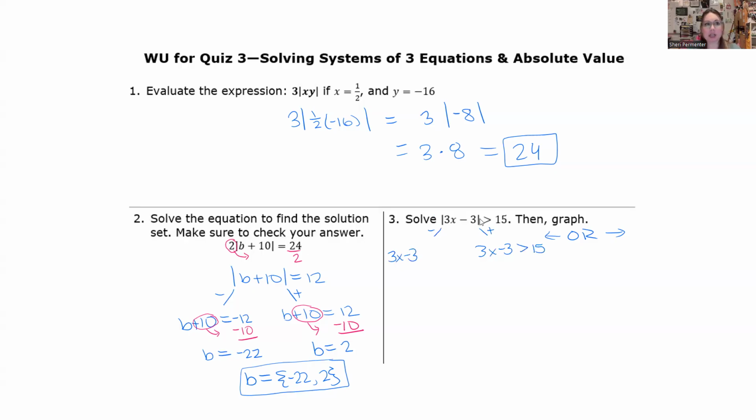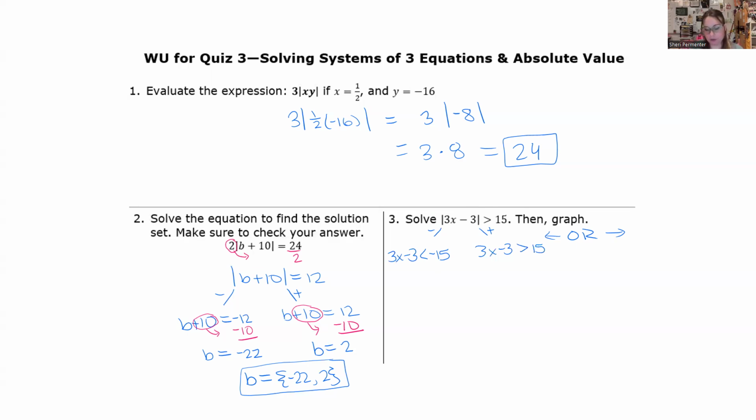But this part changes. I'm going to flip the sign and make this negative. So I flip the sign and I get negative 15. So when it's the negative side, you flip the sign and you make whatever it equals negative. From here, it is a 2-step equation to get x by itself.